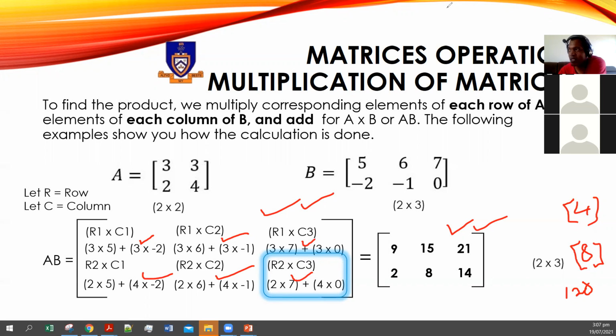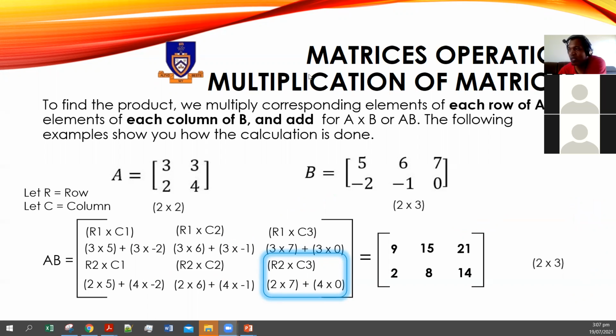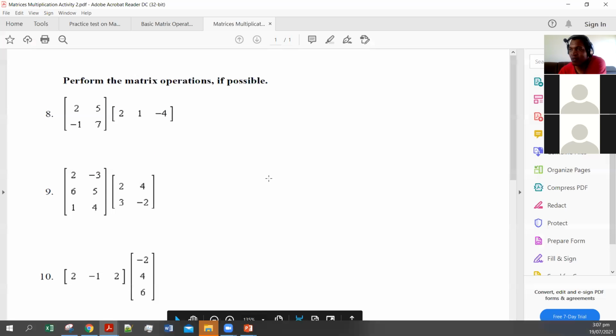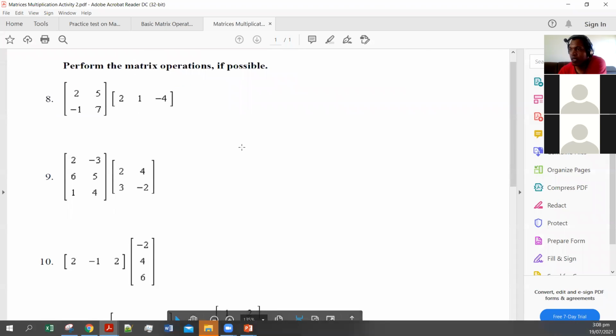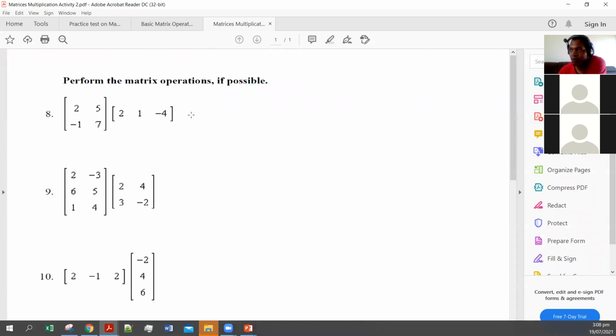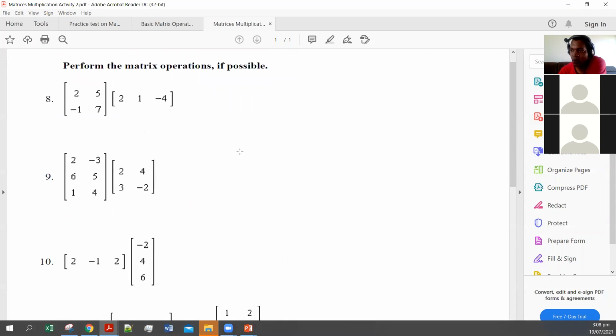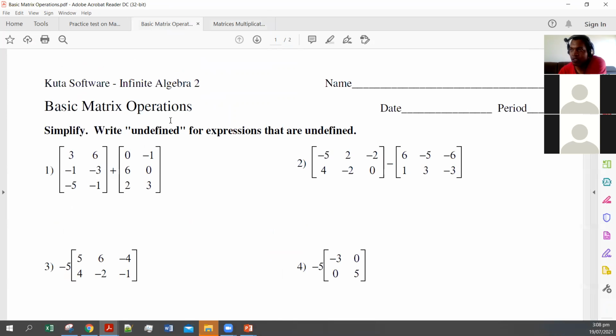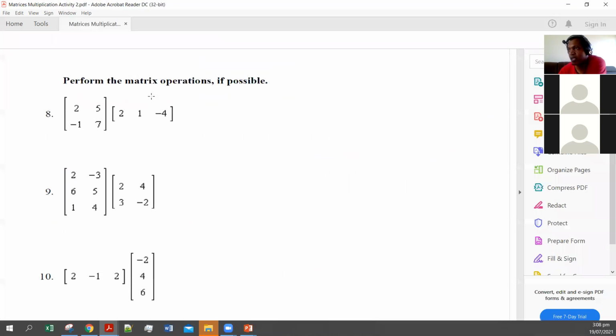So this is why I'm stressing that if you do not do the work, there's no way you will understand what it is you need to do. So over here, I will post this activity again on Google Classroom, and you will have to check, like we did with the first activity. If you cannot multiply it, you will say undefined or cannot multiply.